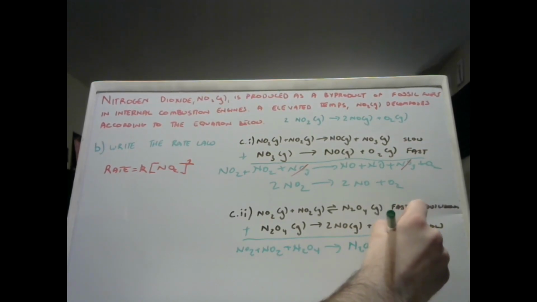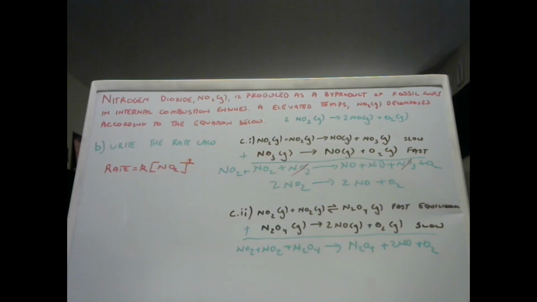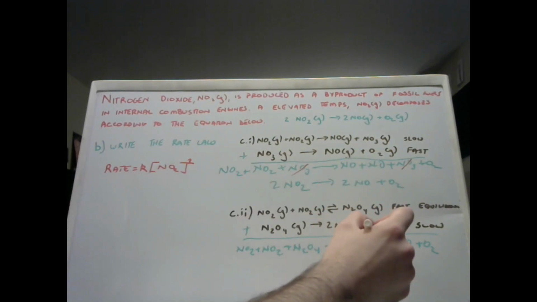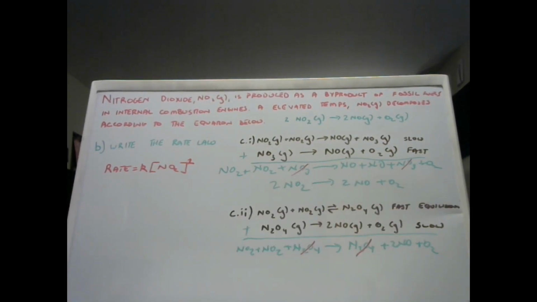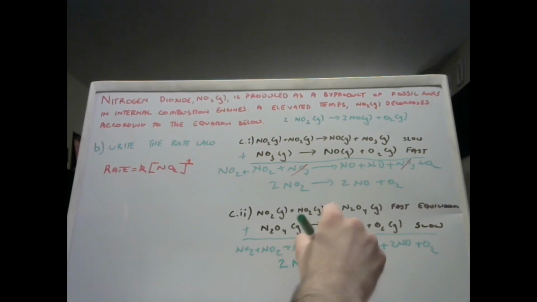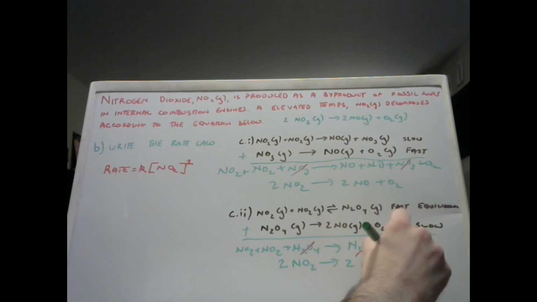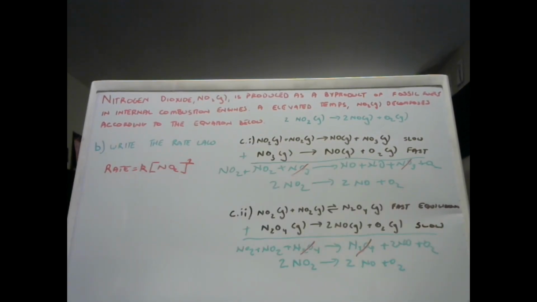N2O4 plus 2NO plus O2. And again, our intermediaries cancel out. N2O4 is on both sides. So it's 2NO2, 2NO plus O2. So both of these have met the first two criteria. They are all elementary step reactions. They add up to the overall reaction.